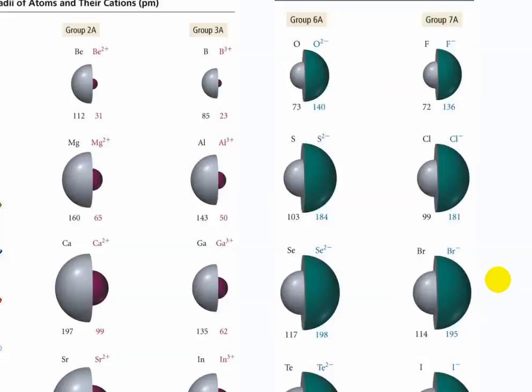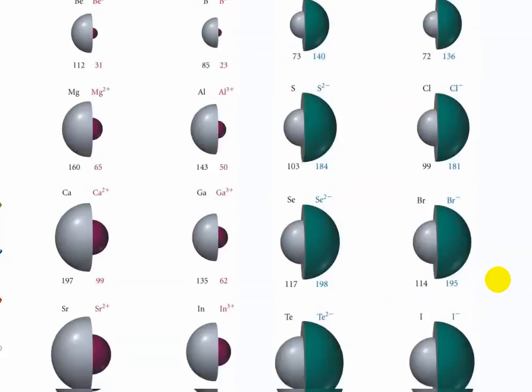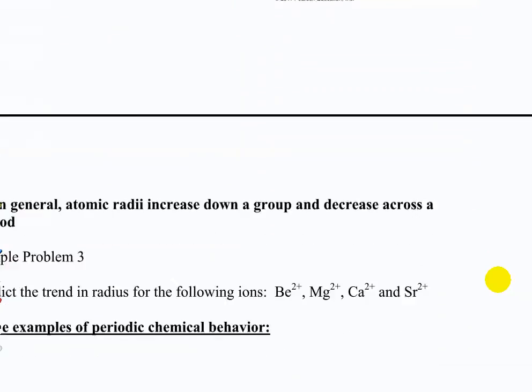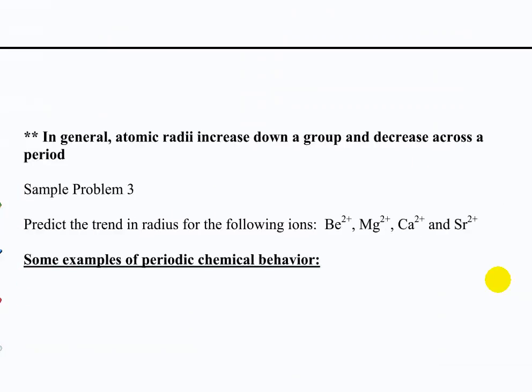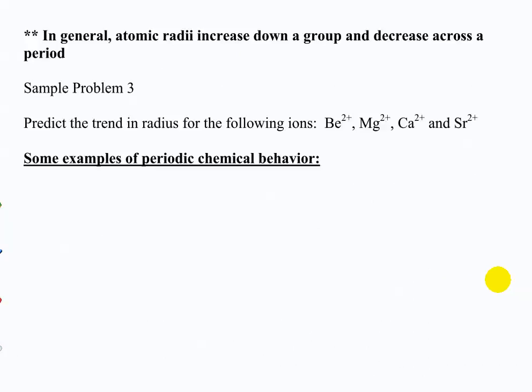All right. So the last thing we need to talk about, which I don't think I have on here. Oh, well, let's do a problem of that first. Predict the trend in radius for the following ions: beryllium, magnesium, calcium, and strontium. So just as before, look at those ions. They're all 2 plus. Don't look at the numbers from the previous page. Use your brain. Figure out the trend in the radius, and then justify it. Why does it do that? Why is that the trend? Do you have a question?